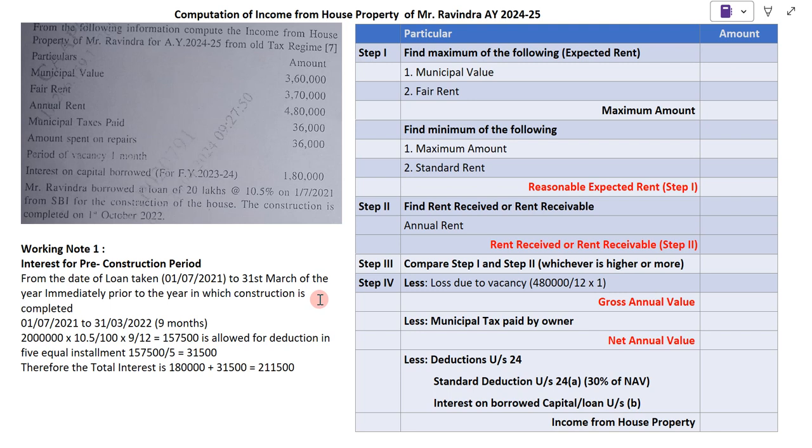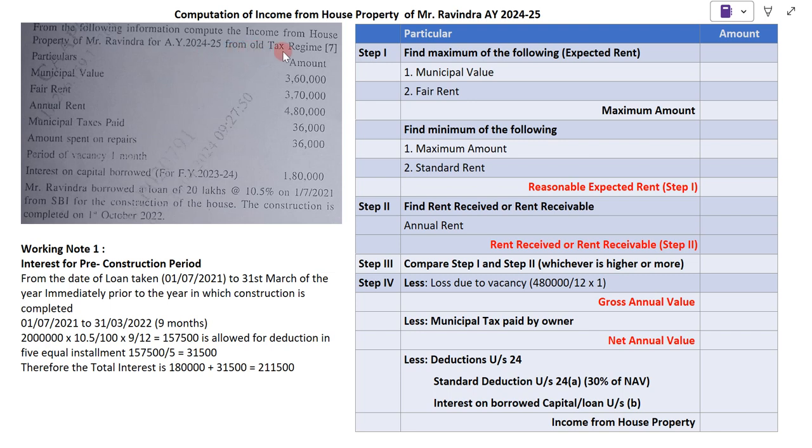I am Namita Mane. In today's video, let us solve one example of income from house property. This example was asked in the SPPU TYBCOM examination April 2024, subject taxation. It was asked for 7 marks. The question is given on the screen. From the following information, compute the income from house property of Mr. Ravindra for assessment year 2024-25.